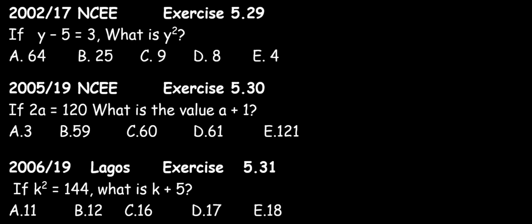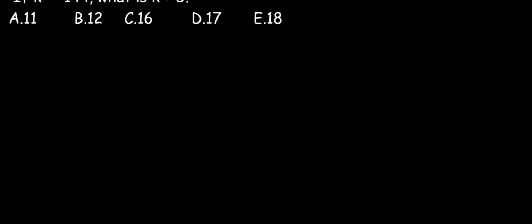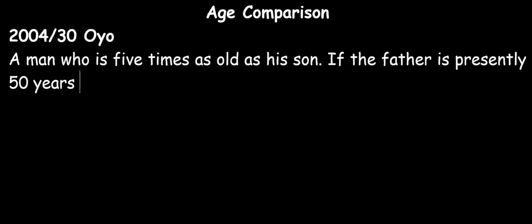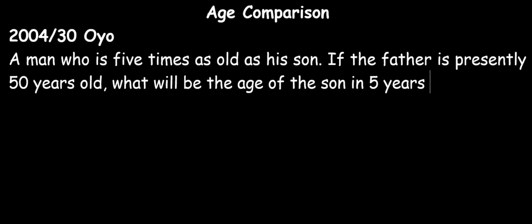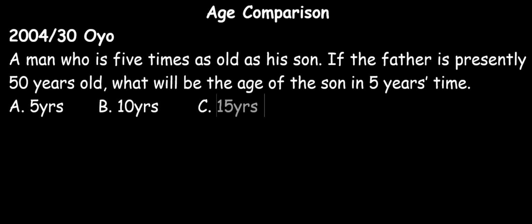Next, we take the subtopic that follows, age comparison. Example, a man who is 5 times as old as his son. If the father is presently 50 years old, what will be the age of the son in 5 years' time? The options are given: A, 5 years, B, 10 years, C, 15 years, D, 20 years, E, 25 years.